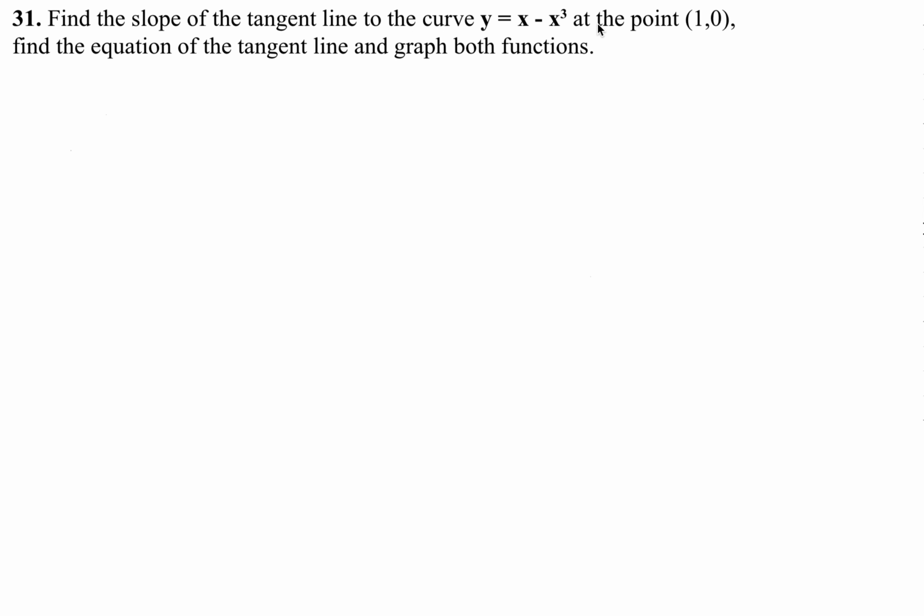We have to find the slope of the tangent line at this point, at 1, 0. So that is x equals 1 and y equals 0. Then we need to find the equation of the tangent line and we need to graph both functions. So as you saw on the last video, we did all of the steps in order to find this information. So for this exercise, I'm going to go a little bit faster.